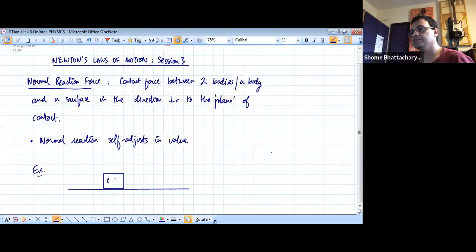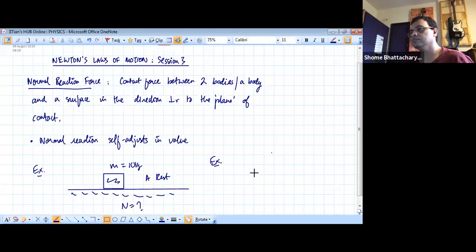Suppose this is a block of mass 10 kilograms at rest. What is the normal reaction here? And in the second case, the same block. Yes, that's correct, Shikhar. Normal reaction, taking g as 10, will be 100 newtons in the first case.